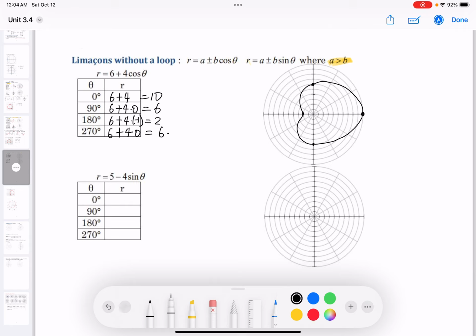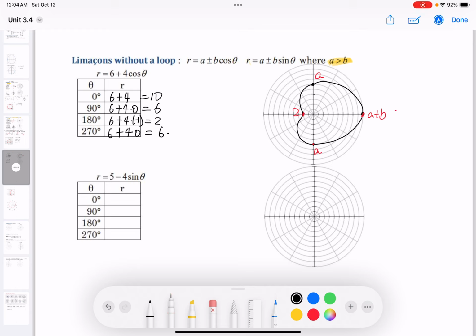Okay, so this is a dimple limaçon. And the important information here is a's value, which is 6. You see, 6 is equal to a. Here is also equal to a, which is 6. And this point is a plus b, which is 10. And this point is the difference between a and b, which is 2, because the difference between 6 and 4 is 2.